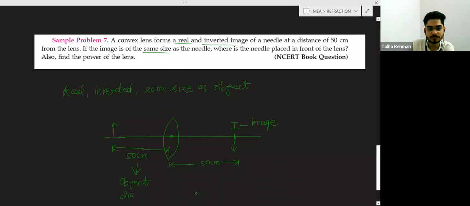Object distance, this is image distance. Image distance. So this is your object. First is completed, means where the needle is placed. So the object here is the needle. You will place the needle at a distance of 50 centimeters.